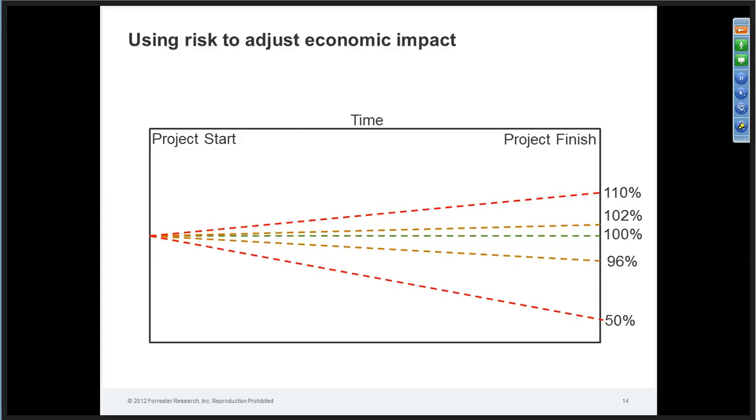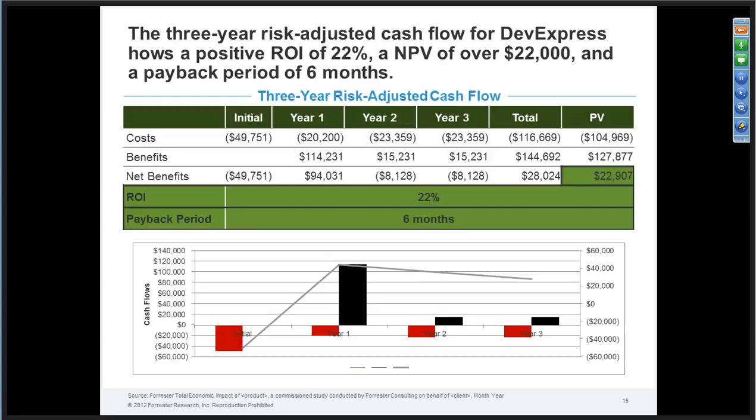So when you put all of those factors together, the benefits, the costs, the flexibility options, and the risks, what we get for a 3-year outcome with the DX2 grid in this particular case study is a risk-adjusted, discounted, positive cash flow analysis of about $22,000, almost $23,000. So easily something that paid for itself in about 6 months of payback period.